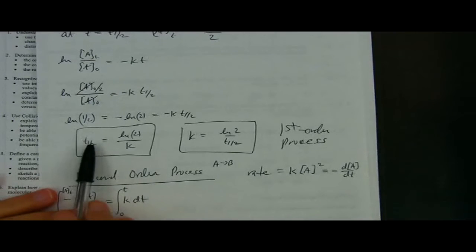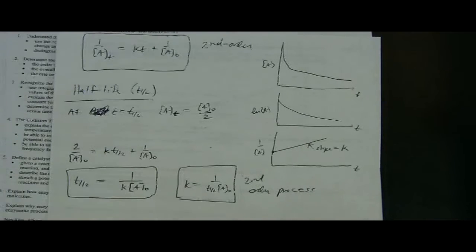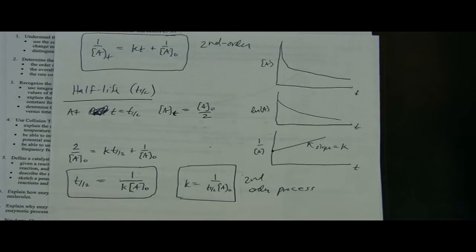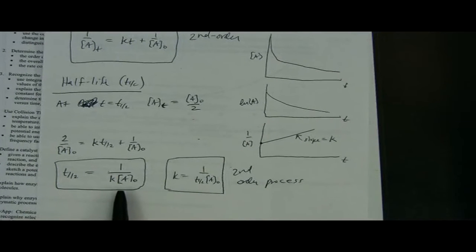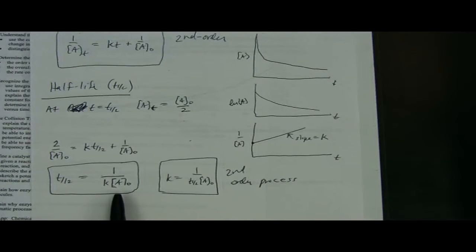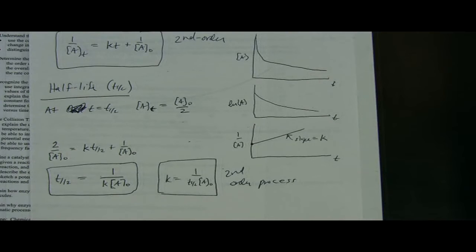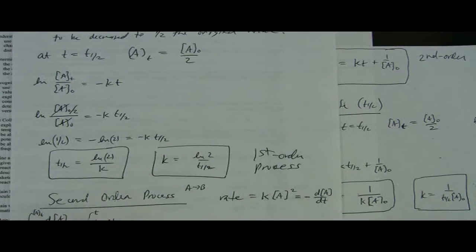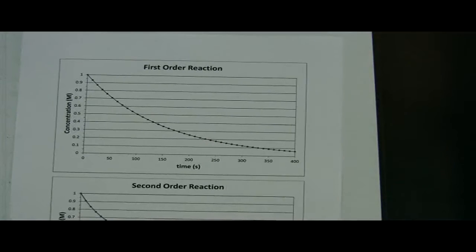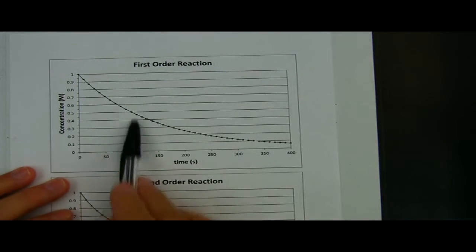You mean here you've got T1/2 and K, here you've got T1/2, K and A naught, right? That is correct. The half-life in a second order process depends upon what the initial concentration is. So what does that mean is happening to the half-life as a reaction proceeds? Changes. It changes, right? It gets bigger and bigger, right? Whereas for a first order process, the half-life stays the same, right? So if we look at the first order reaction here, we go from 1 to 0.5, it's 100.